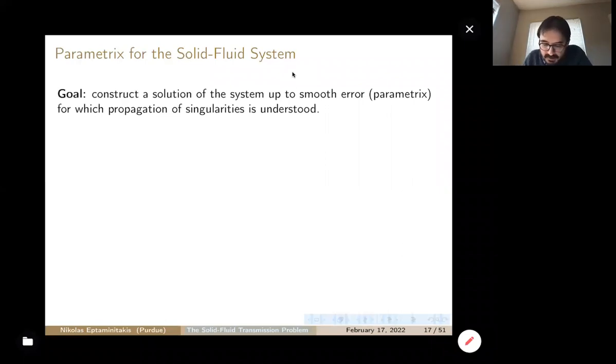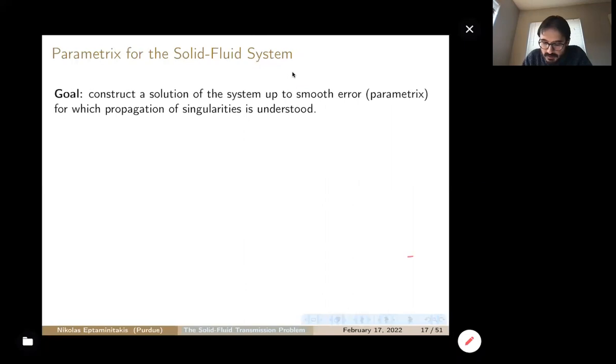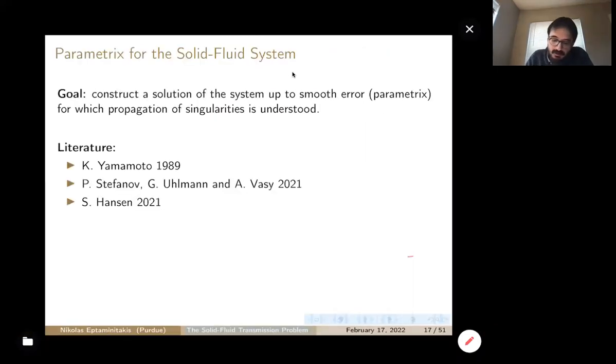So at least as far as I am aware, there hasn't been too much attention on this problem from a microlocal point of view. Some very related works are listed here. There is an old paper by Yamamoto, and there is this paper by Stefano, Vasy and Hintz... which is one of the main inspirations for this project. And those deal with the transmission problem microlocally between solid layers.